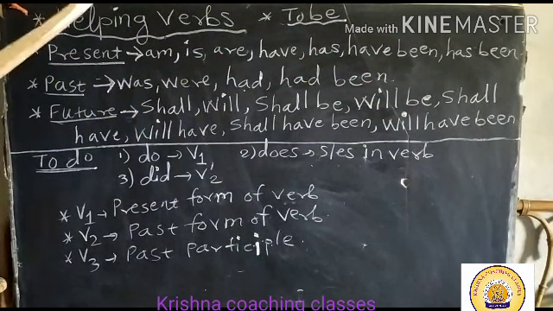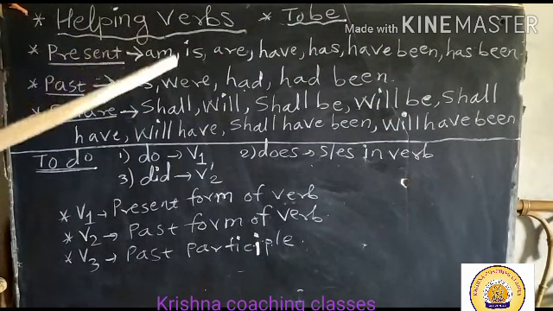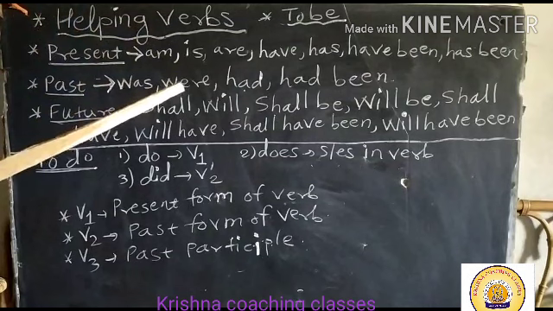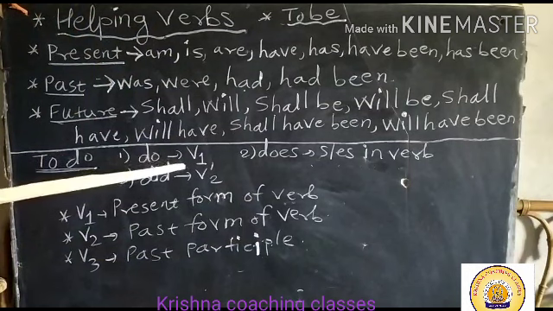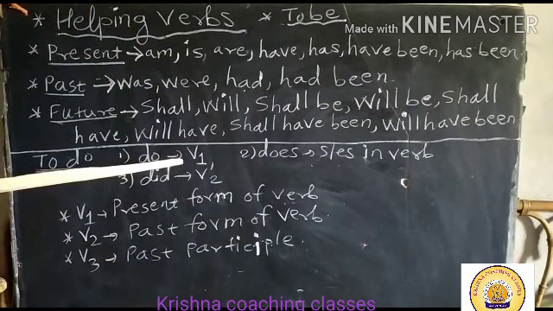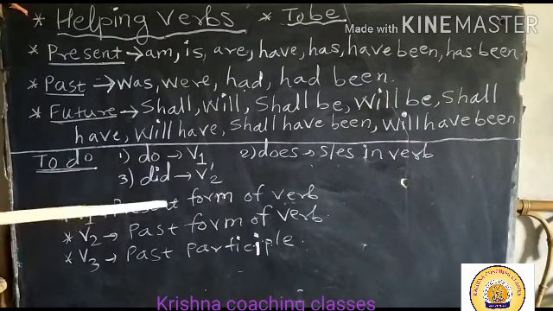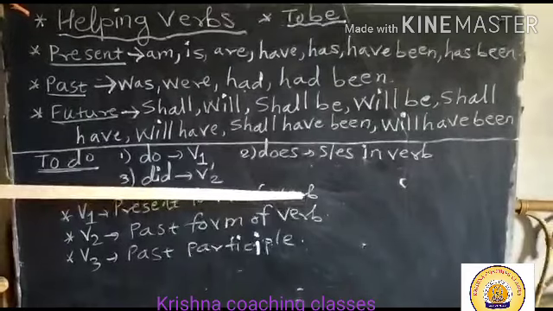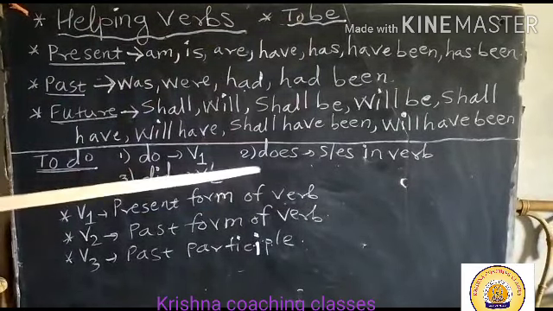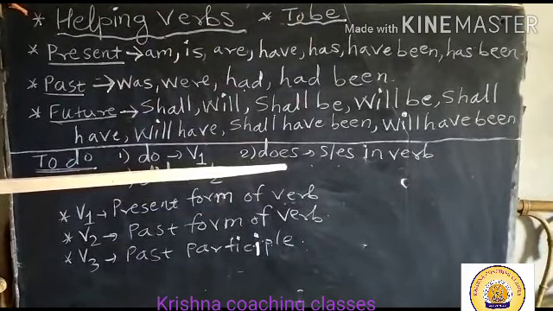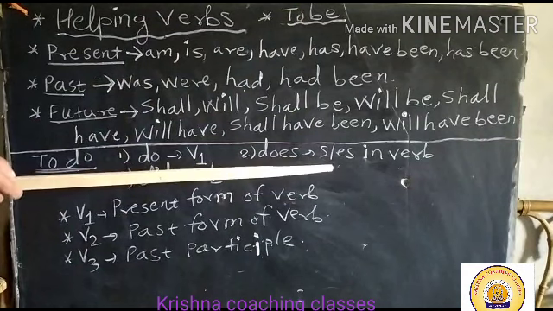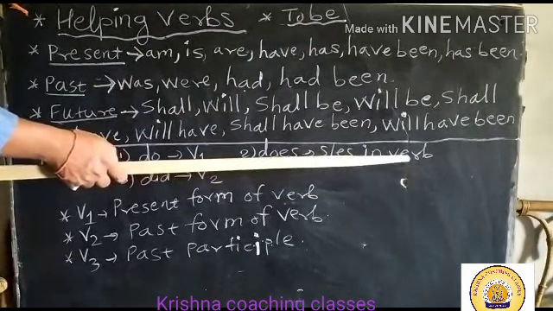Then sometimes we have to use a helping verb, but a helping verb is not present in the sentence. In such a condition, we have to take the help of the helping verbs of to do. We have to use do when the first form of a verb is used. What is the first form of the verb? The first form of the verb means the present form of the verb. Then sometimes we have to use does when s or es is added to a verb.